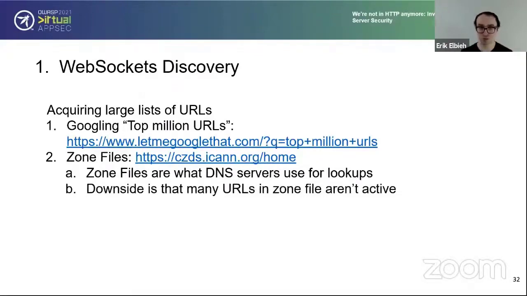But a second option, which would perhaps be a more thorough alternative, is to use zone files. Now, zone files are effectively what DNS servers use to map domain names to IP addresses. So in theory, this is a more comprehensive list of, say, all of the .com top-level domains that exist, or .org. The downside is that, unfortunately, many of the URLs in the zone file are not actually active, so they're sort of dead links, if you will. And additionally, the .com top-level domain file is a text file that's over 20 gigabytes. So you're handling very large amounts of endpoints in that case, and it might be easier to just start with a few million URLs instead.